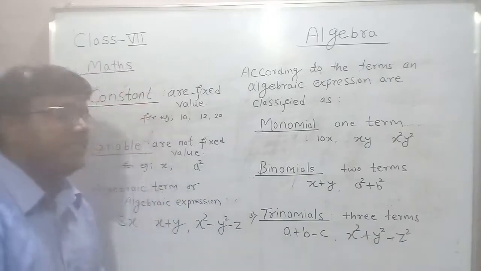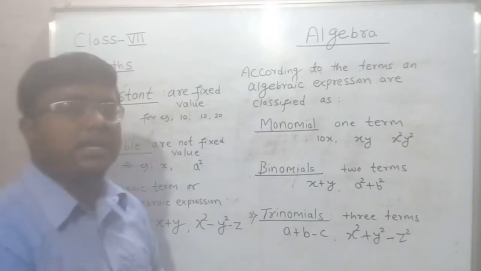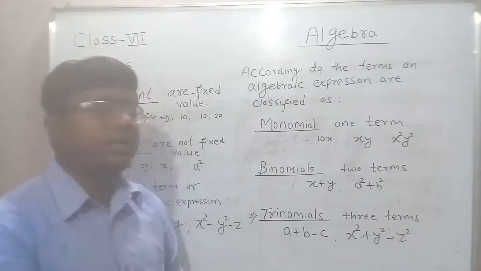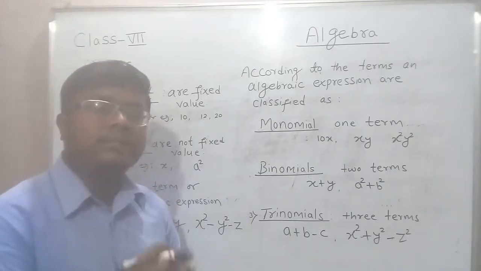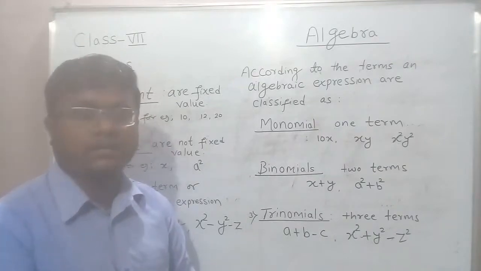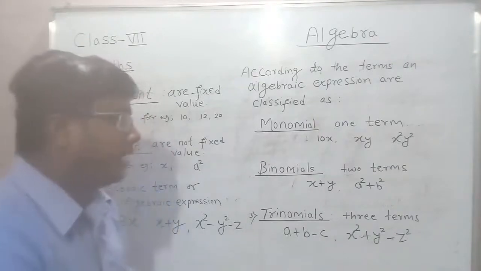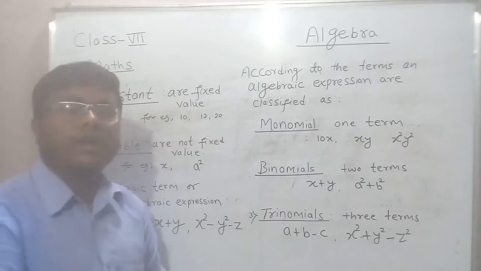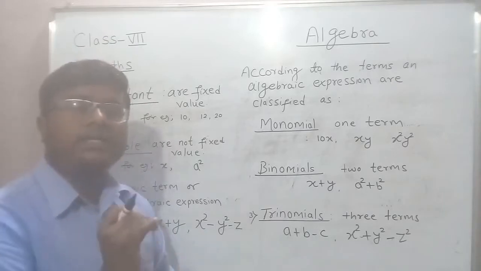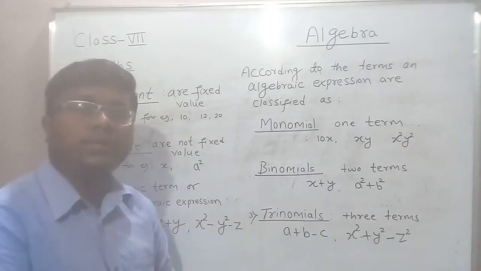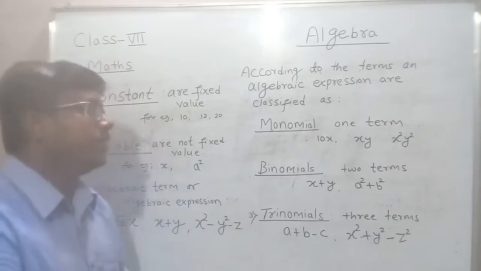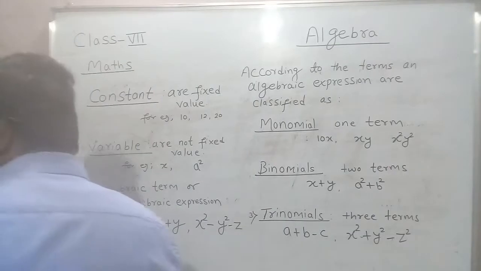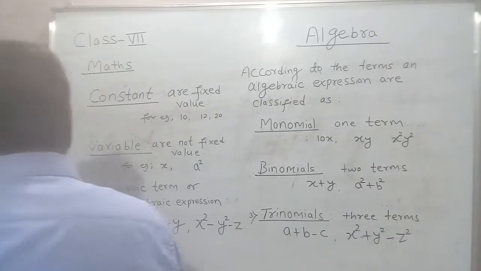So it is not always necessary that an algebraic expression has only one term, or only two terms, or only three terms. It may have many terms also. And for that type of algebraic expression we simply call them polynomials. So what does polynomial mean?